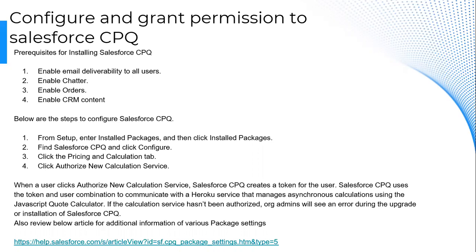Then how do we configure Salesforce CPQ? After installing Salesforce CPQ, the first thing we need to do is authorize the new calculation services. To do that, we have to go to Setup, then go to Installed Packages, and search for CPQ. Then there will be a Configure button. We have to click on Configure, then go to the Pricing and Calculation tab, and then click on Authorize New Calculation Services.